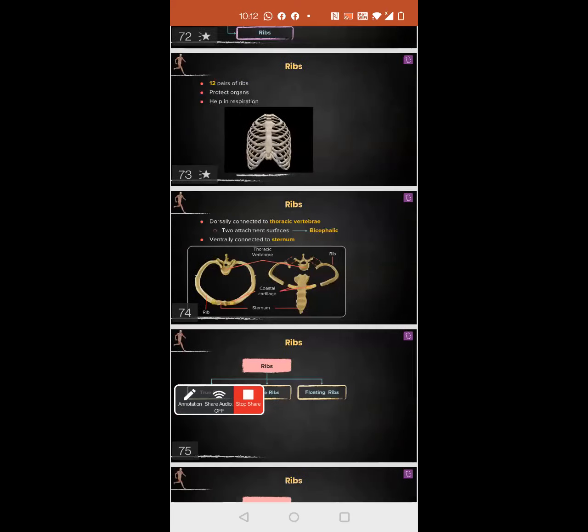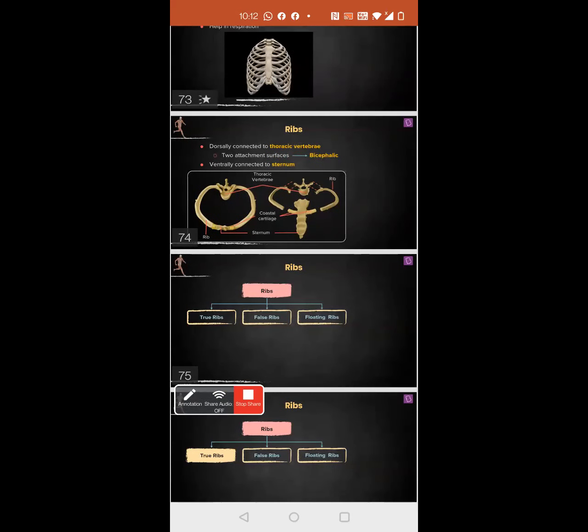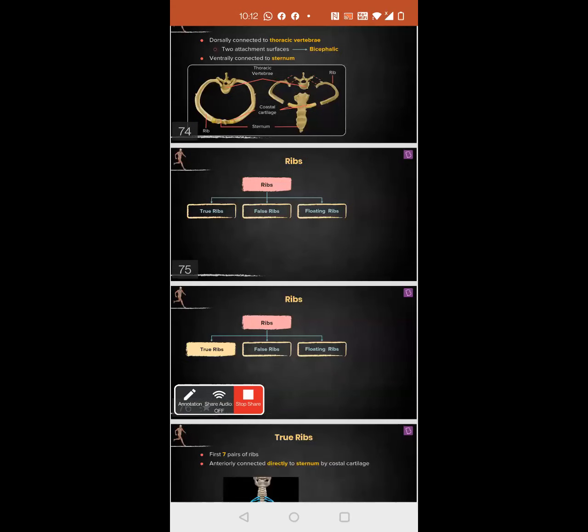I'll tell you how it is. So you have true ribs, false ribs, and floating ribs. A true rib is the one which is connected in the front to the sternum, and at the back it is connected to the vertebral column.